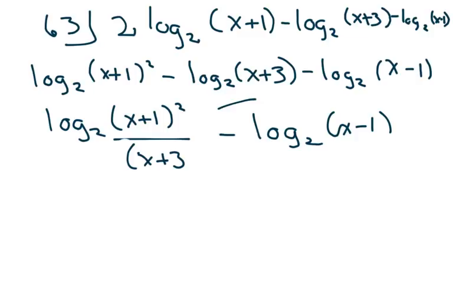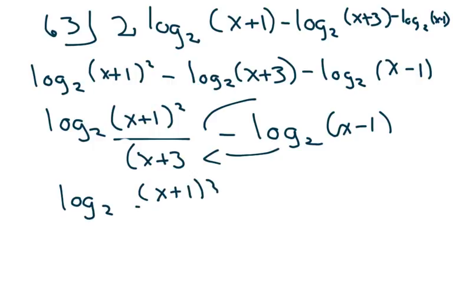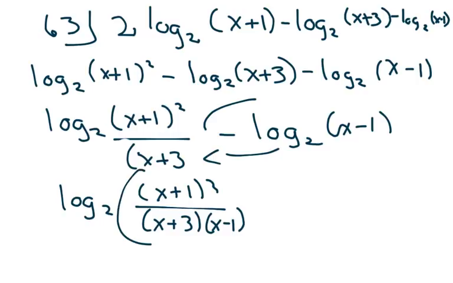Now when you divide this part, it's just going to go under here with that. So you have log base 2 of x plus 1 squared over x plus 3 times x minus 1. Okay? And that is your answer. And I got really sloppy here because I think I'm getting a little tired. Alright, so that is all of that section.